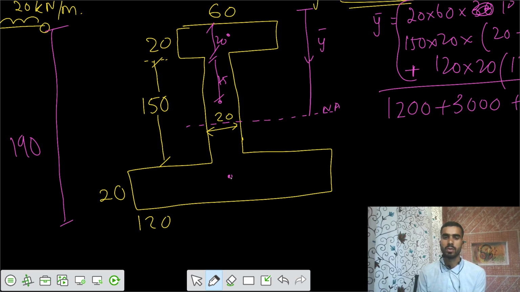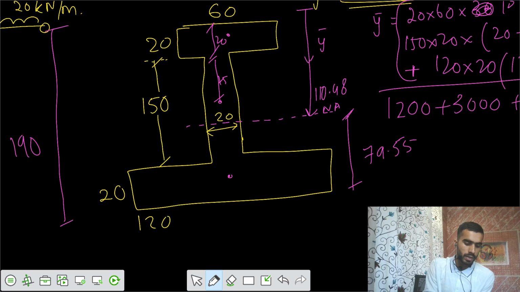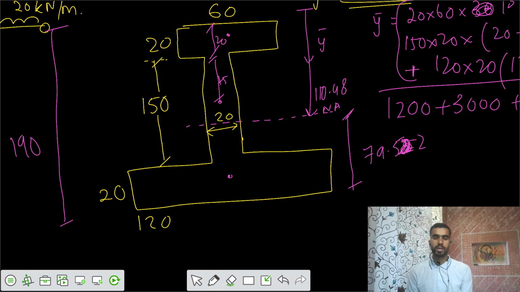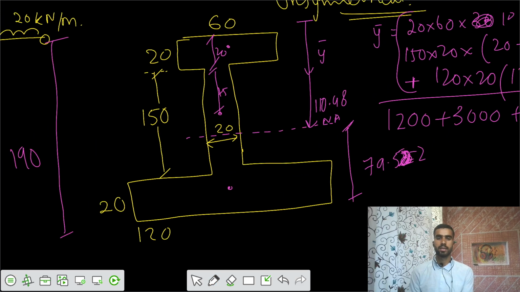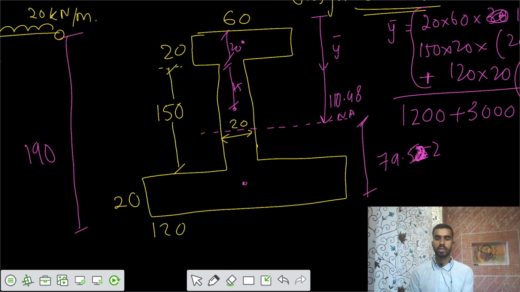So this is neutral axis. So I would say this is equals to 110.48. That means the bottom side, that part would be equals to 190 minus 110.48. That would be equals to 79.52. Let's write 79.52. Now you want to say what is the moment of inertia about that neutral axis. So you have to solve the moment of inertia about the neutral axis now.